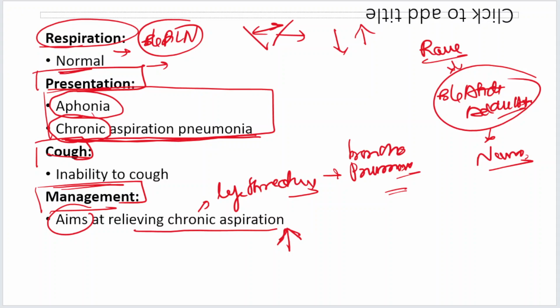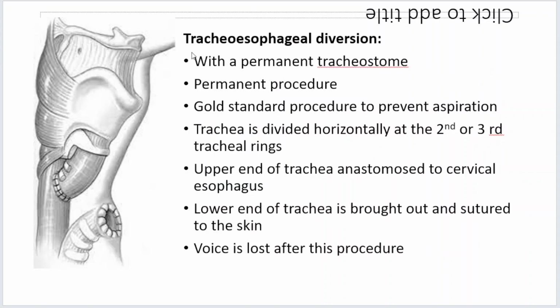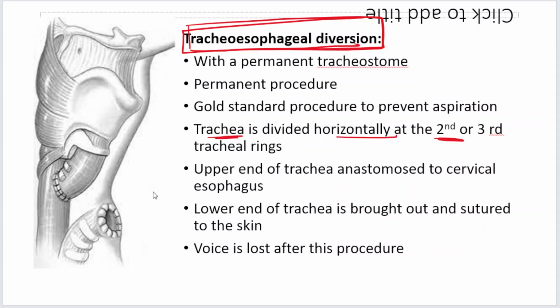Now coming to the management: tracheoesophageal diversion. This is called the gold standard of treatment for chronic aspiration pneumonia. How do you do that? You divide the trachea between the second and the third tracheal ring. Suppose this is the trachea here. You have divided the trachea. The lower end of the trachea, you bring outside and suture to the skin. The upper end of the trachea, you suture to the pharynx.